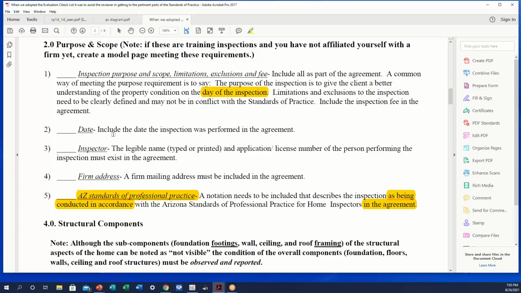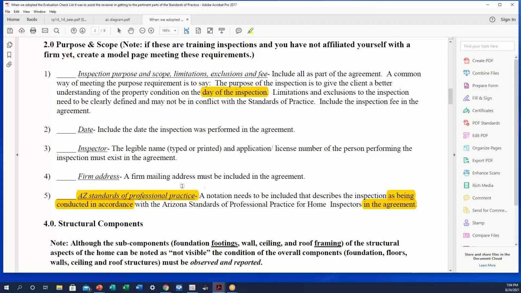Okay, I need the date. Include the date the inspection was performed in the agreement. What's that mean? In your contract, your agreement. The inspector, you have to have a name. I don't know how many of these things I see. I have no clue who did it. The license number of the person performing the inspection must exist in the agreement. So if you have employees, they're not employees, I'm sorry, subcontractors, it has to be in there, okay?